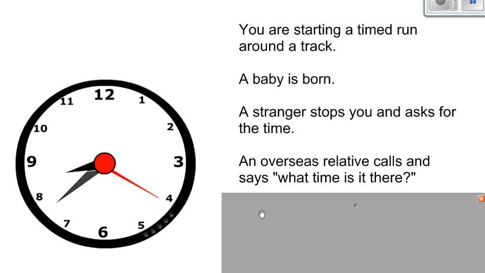Or what if you're on the telephone with an overseas relative who says, "What time is it there anyway?" Well, you're probably going to say, "Oh, it's before 9," just to give them an idea about the time. Now, none of the answers you gave were lies. They were all accurate and they were all telling someone the same time. It was just a matter of precision.